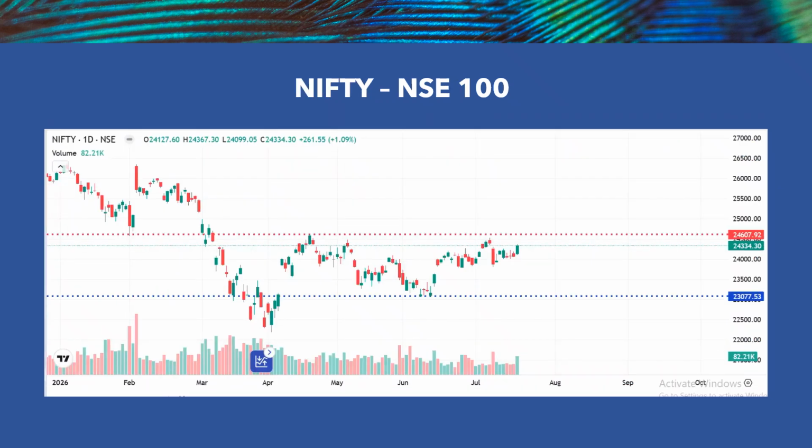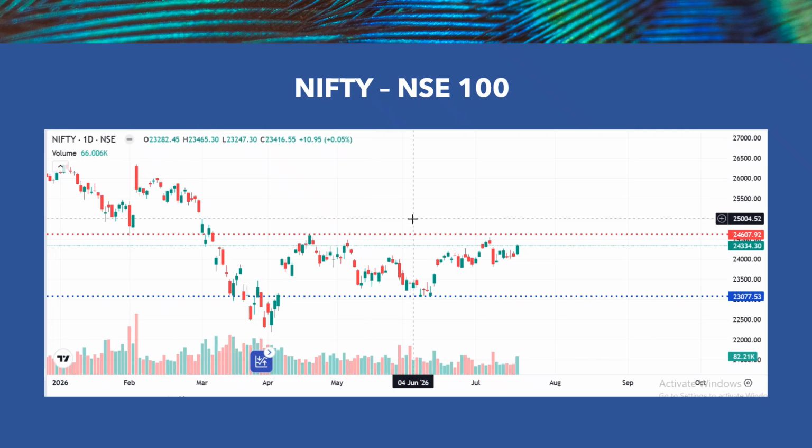The chart on our screen is that of Nifty, the Indian National Stock Exchange Index, and we're looking at the daily chart. Nifty as of now is poised at a very important level, and that's one of the reasons why we're visiting this chart this week.